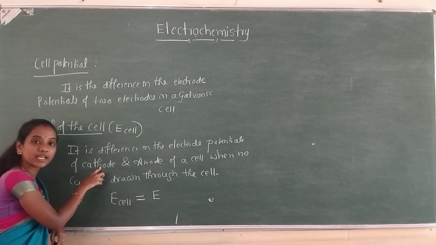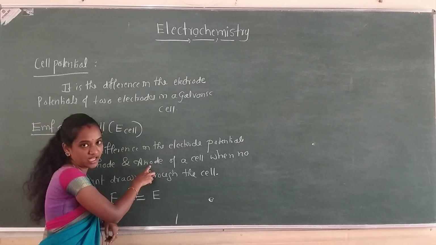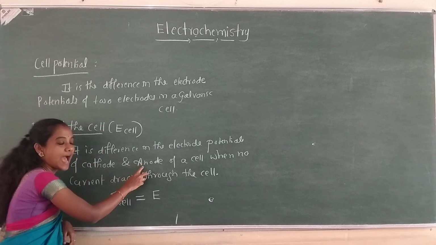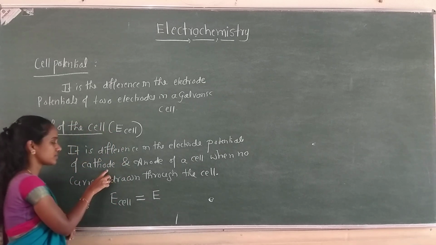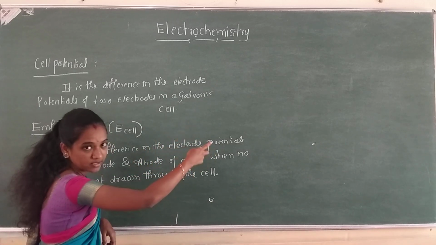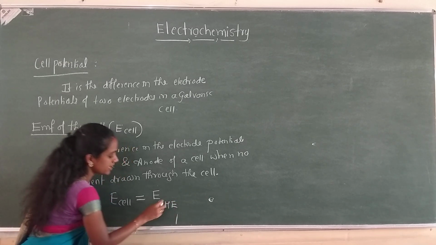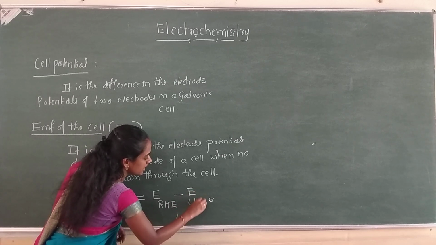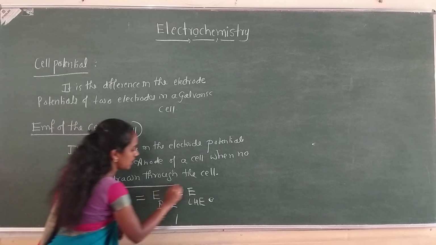We know that at the cathode reduction reaction occurs, whereas at the anode oxidation occurs. Since the cathode is a positive electrode, whereas the anode is a negative electrode, the cathode is always written on the right side, right? So I'll write: electrode potential of the right hand electrode minus electrode potential of the left hand electrode, that is, electrode potential of the cathode minus that of the anode. So this is the formula.